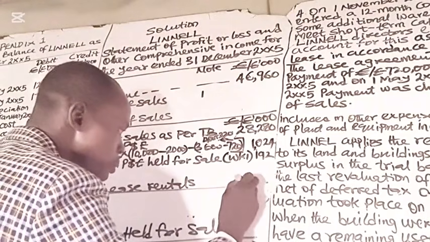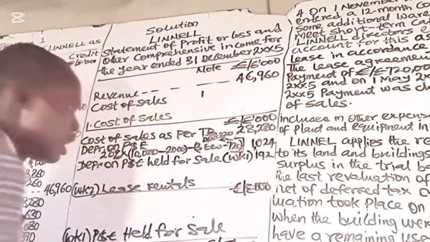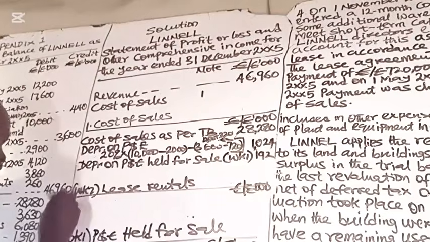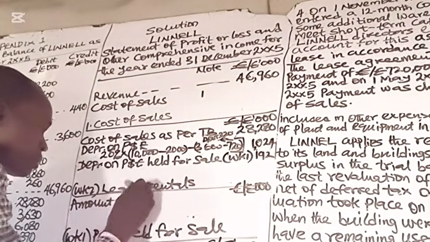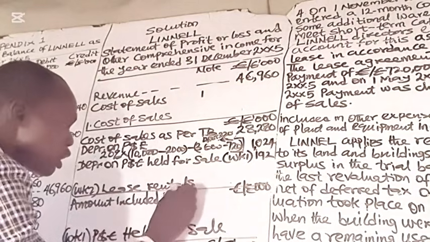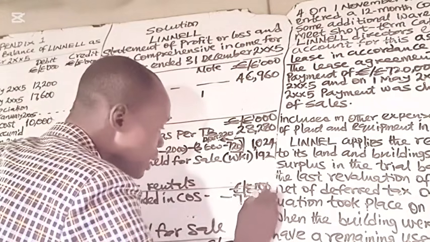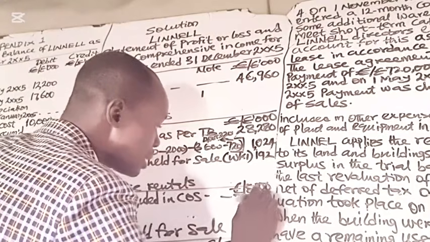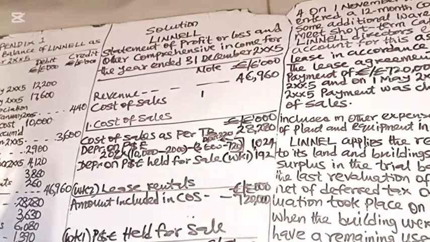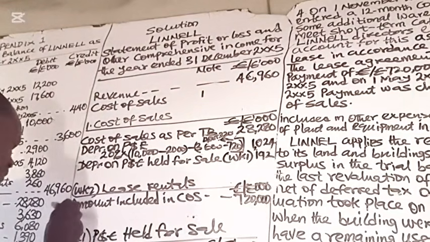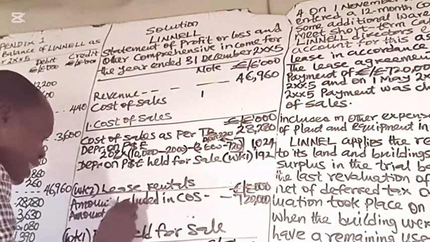Euro 1,000 amount included in cost of sales. We were told 720,000 have been included in the cost of sales, the first installment, which was paid on the November 1st. Now, amount due for the year.